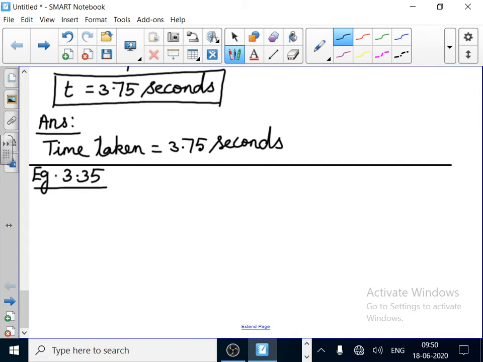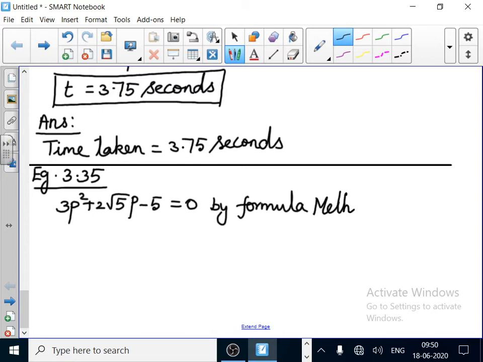The given quadratic equation is 3p squared plus 2 root 5 p minus 5 equal to 0. You have to use the formula method. By formula method. You also solve these equations.